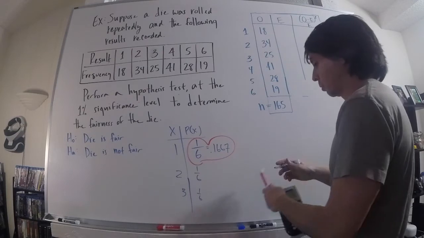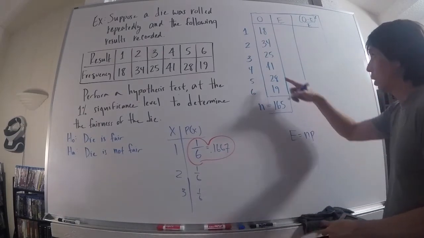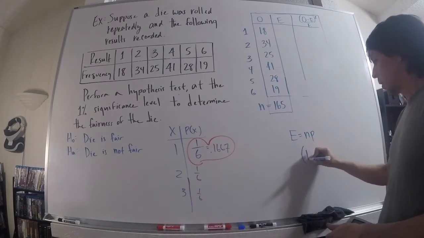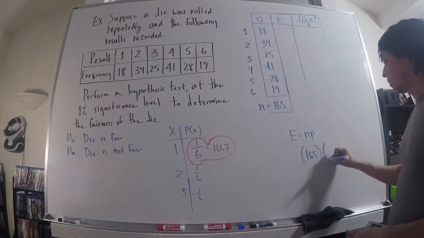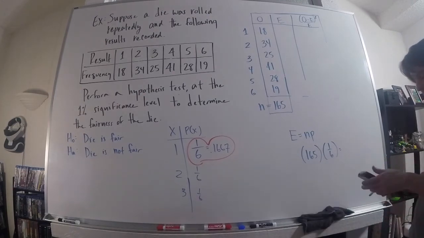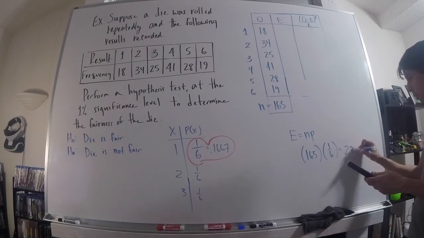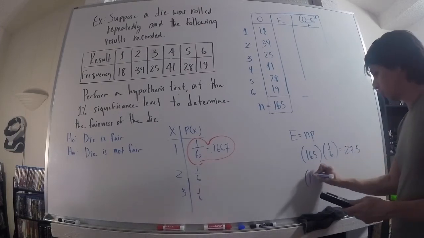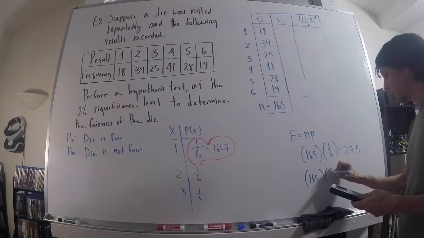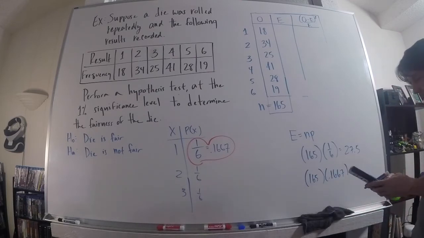Either one of those. Going back to my E. My expected number of 1s is, out of the 165, 1/6 of them I expect to be 1s. That's just 165 divided by 6, and I get 27.5. If you choose to do it in decimal form, you'd do 1 divided by 6 and round it. You'd be doing that instead.